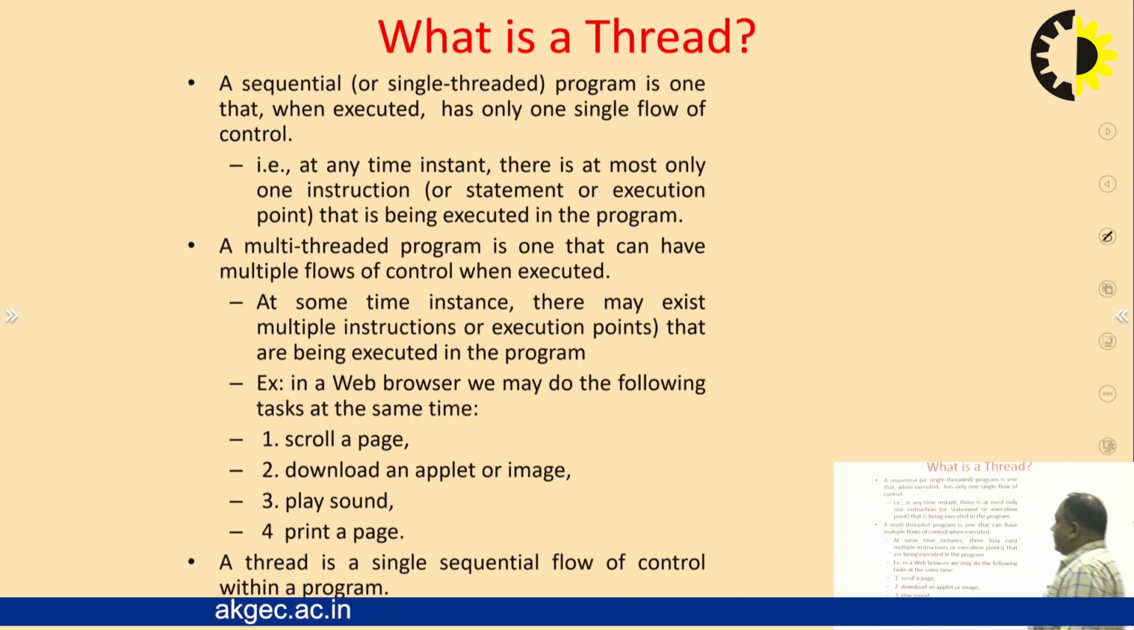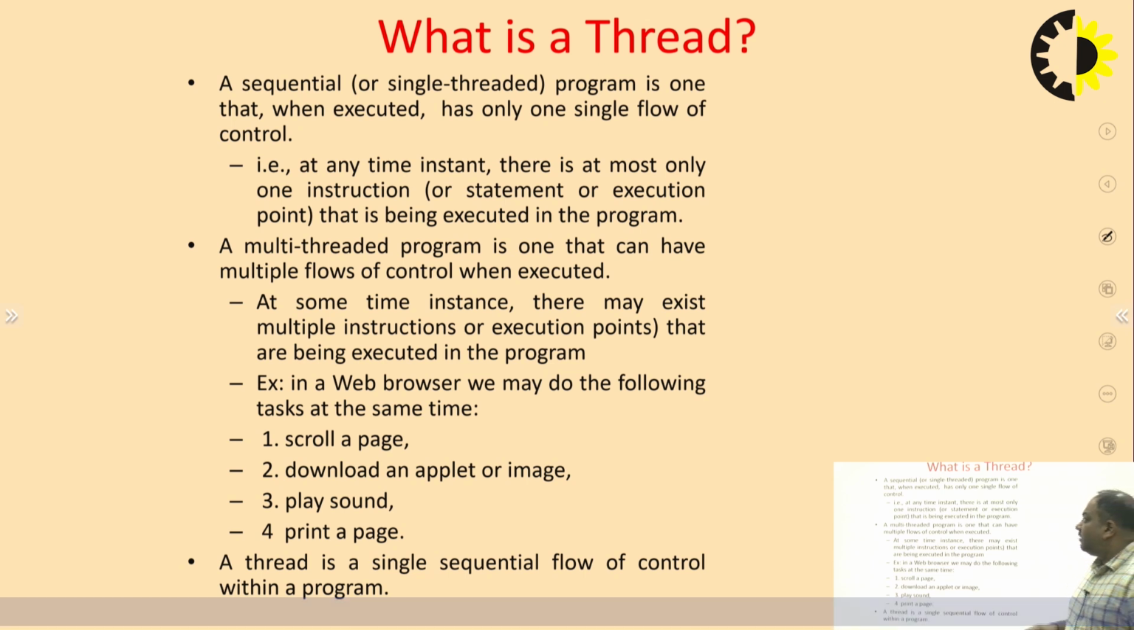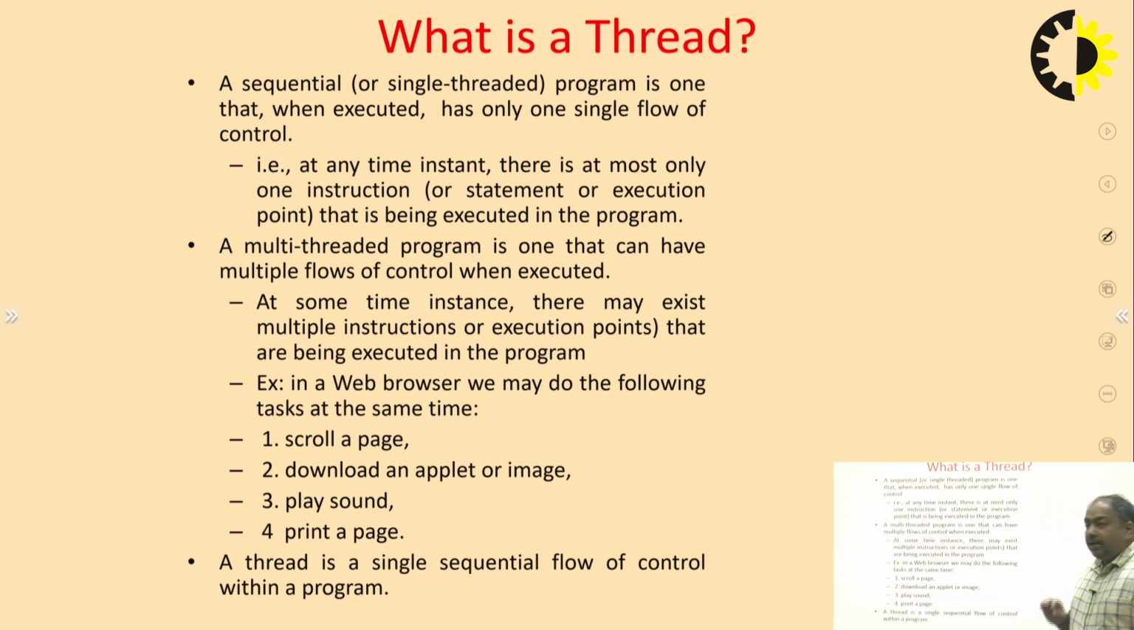What is a thread? A single thread is a sequential program that, when executed, has only a single flow of control, and at any instant there is at most only one instruction being executed in the program. But there is also something known as multithread. A multithreaded program is one that can have multiple flows of control when executed. We can achieve concurrency by using even a single thread program, or by using a multithreaded program.